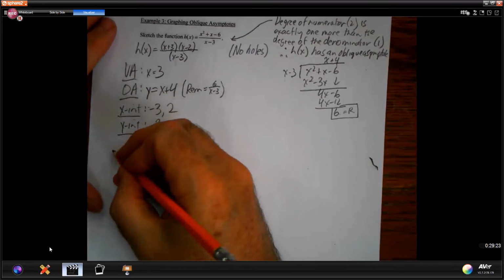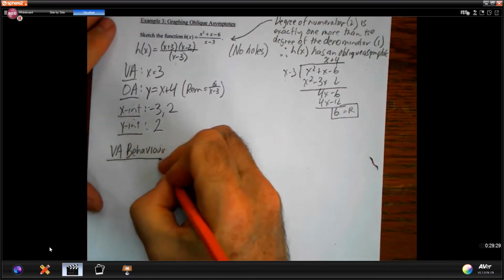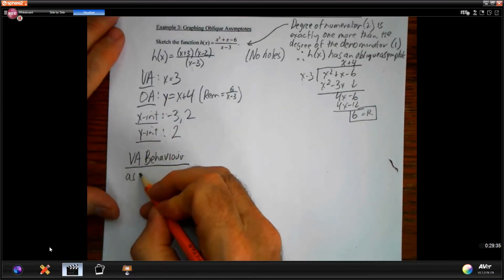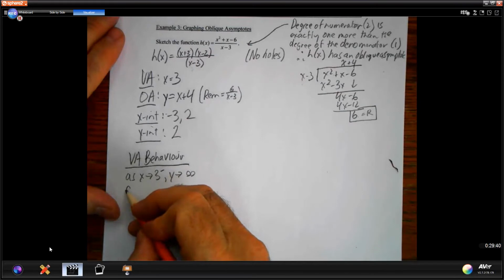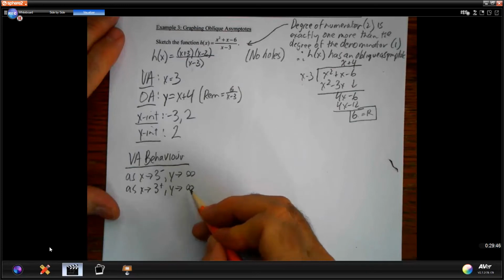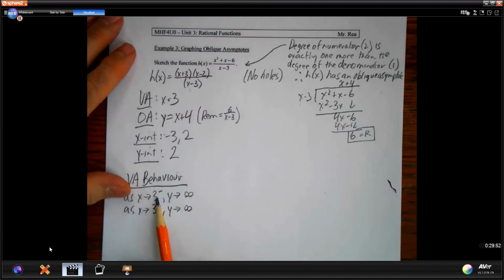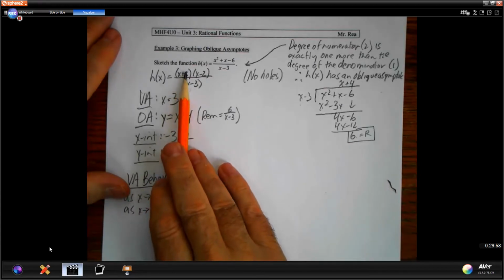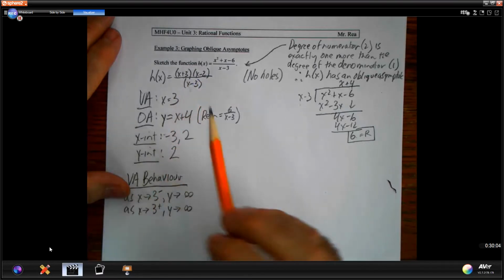Okay, now we do the behavior. Vertical asymptote behavior, do this exactly the same way as always. So this time we're looking at x equals 3. As x approaches 3 from the negative side, y approaches some form of infinity. As x approaches 3 from the positive side, y also approaches some form of infinity. So this is where we plug our values in. If I'm approaching from the negative side of 3, that's like 2.99. So that's definitely going to be positive, that's going to be positive, that's going to be negative. So positive, positive, negative results in negative.